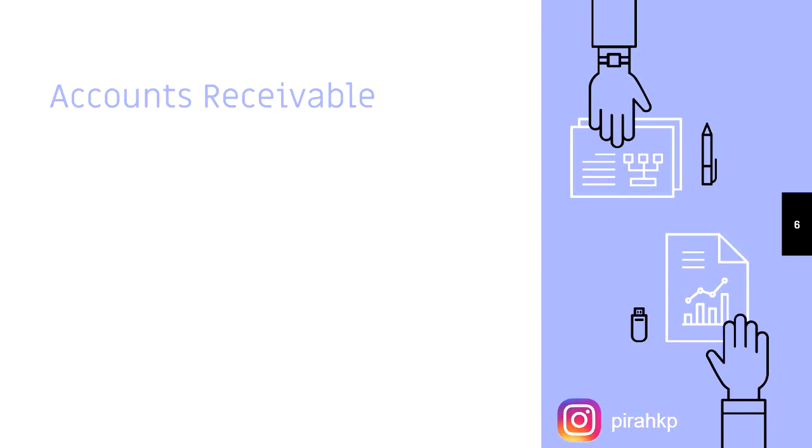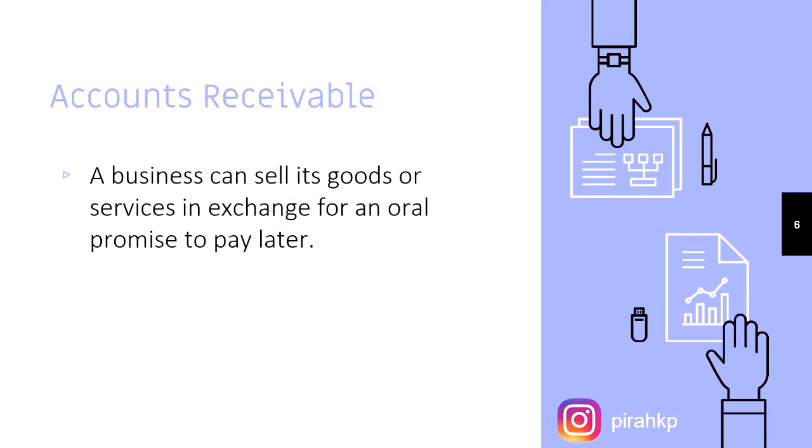Next is accounts receivable. A business can sell its goods or services in exchange for an oral promise to pay later. Someone came to you and said, "Hey, I want to buy this." You were like, "Okay, this is $5." And that person went, "Hey, you already know me. What if I take this thing with me and I will pay you after 2 days?" And you are like, "Yeah, alright, I do know you and you live nearby, so I can totally get this money from you. So, yeah, fine, you can take this." So that promise that that person made to pay you after 2 days is accounts receivable.